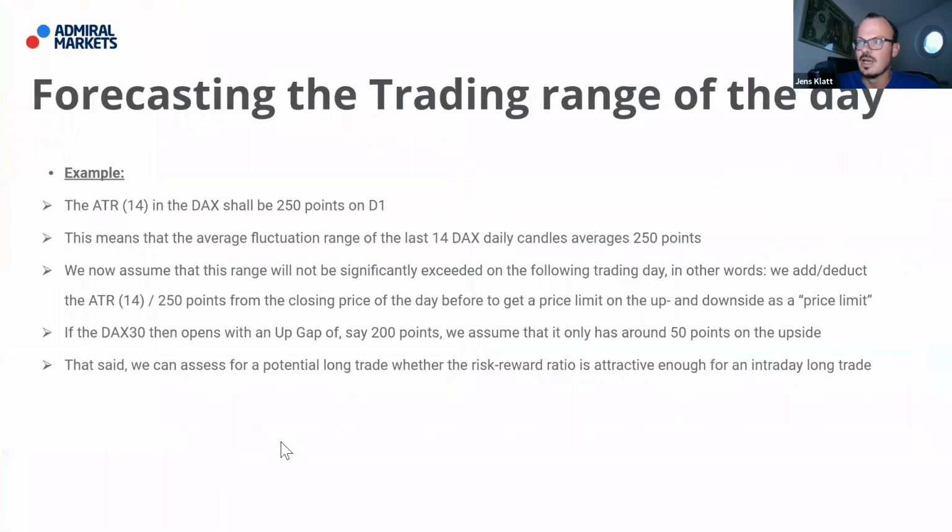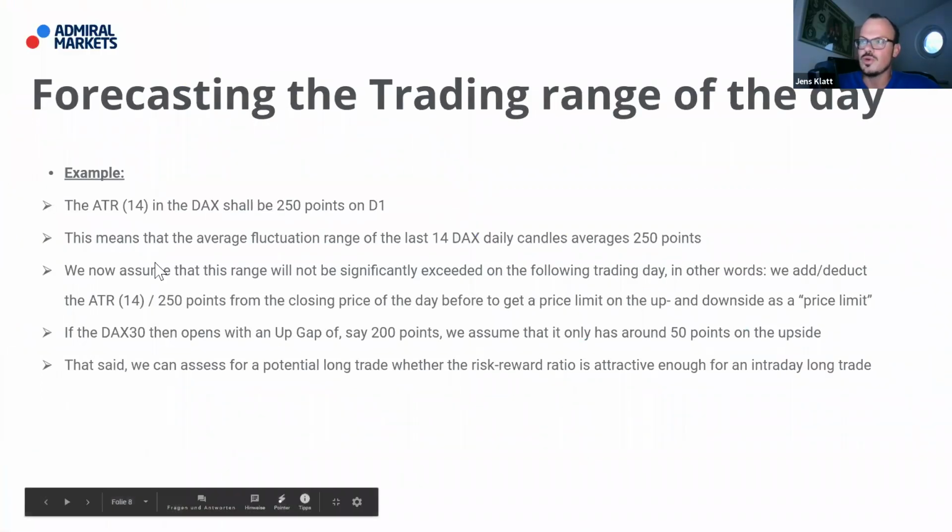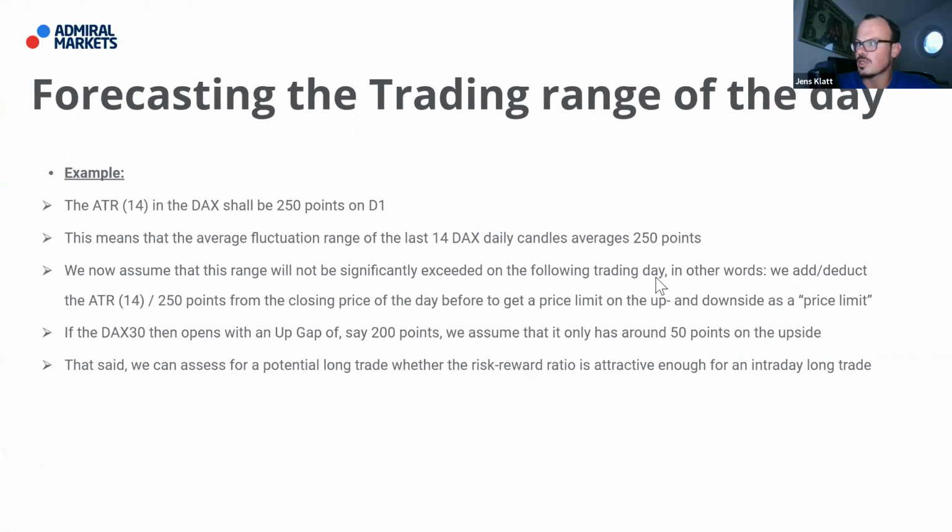And so what we then do is we assume that this range will not be significantly exceeded on the following trading day. In other words, we add, respectively deduct, the ATR 14, in our case 250 points, for example purposes, but also 200 points if you take the real market environment currently. We take this from the closing price of the day before to get a price limit on the up, respectively downside, as a price limit we look for.